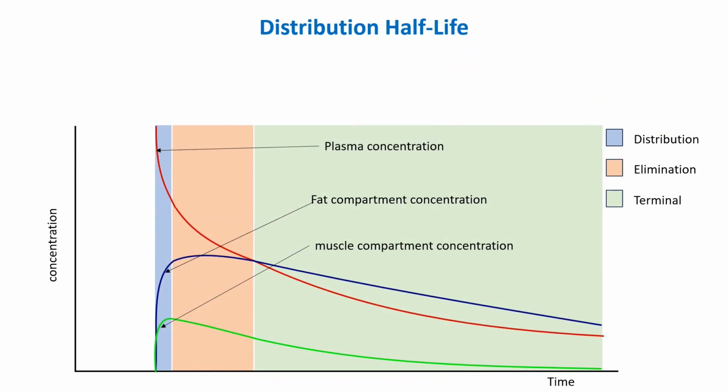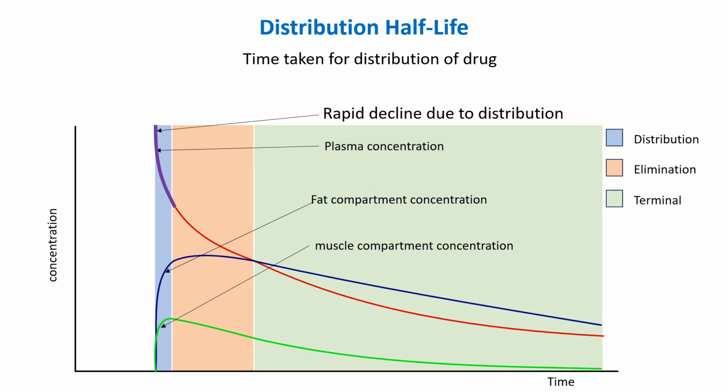Distribution half-life refers to the time it takes for a drug to distribute from the central compartment, or plasma, to the peripheral compartment. This is particularly relevant for drugs that exhibit a multi-compartment model of pharmacokinetics, where there is an initial rapid decline in plasma concentration due to distribution, followed by a slower phase due to elimination. The graph given here was discussed in the compartment model video.